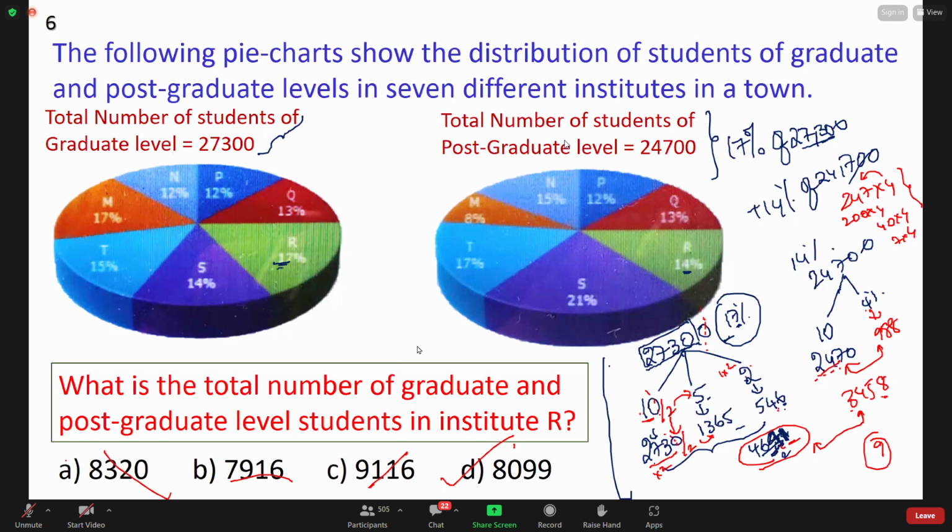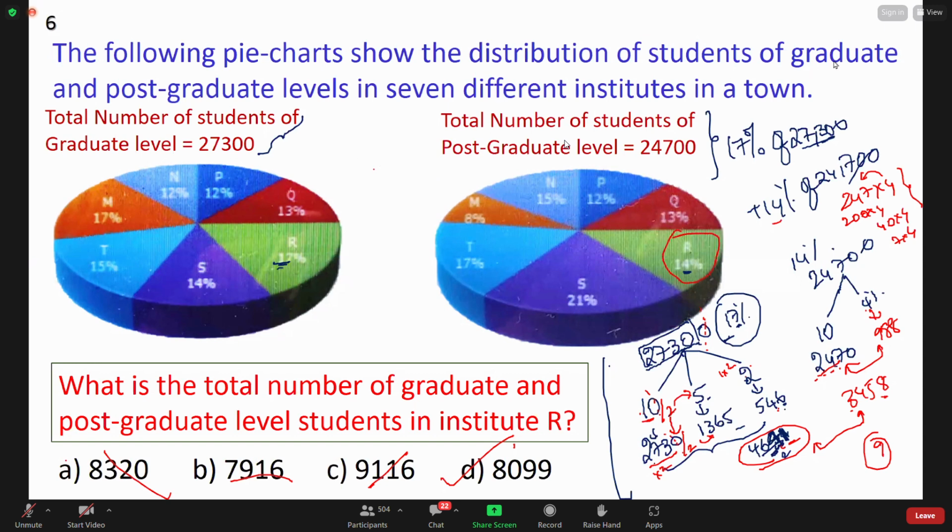I'm obviously continuing here. So what do we have? What should we do? First, we have to find out what is 17% of 27,300 and 14% of 24,700, and then add them both to get the actual value. This question is all about that calculation and the visual part here, like how would you locate these things? Now, what are we doing to calculate 17% of 27,300?